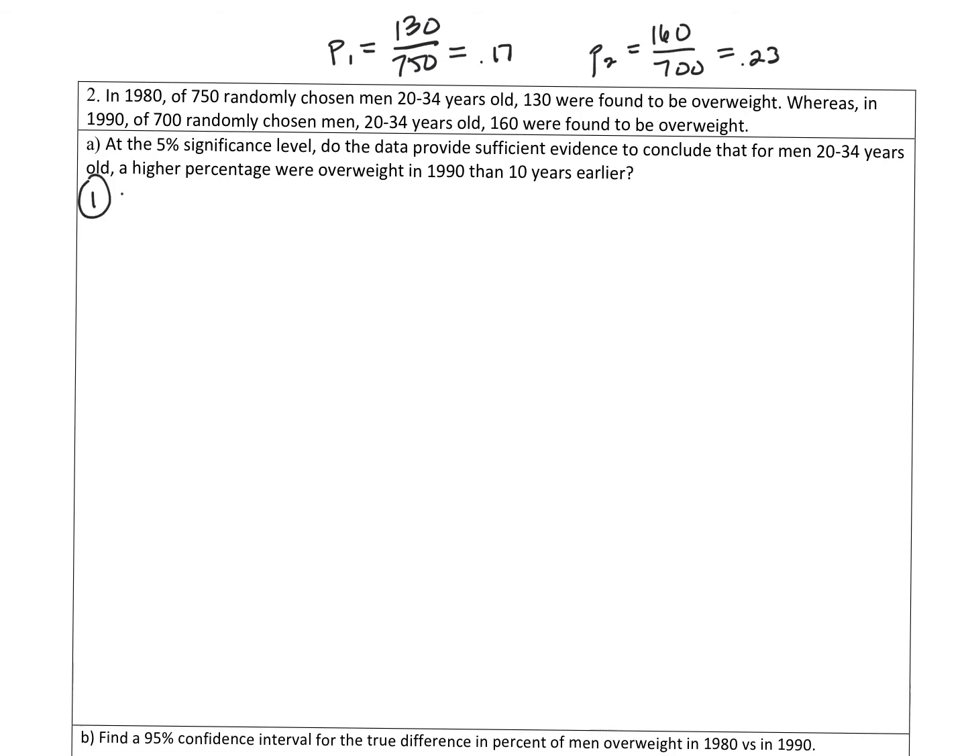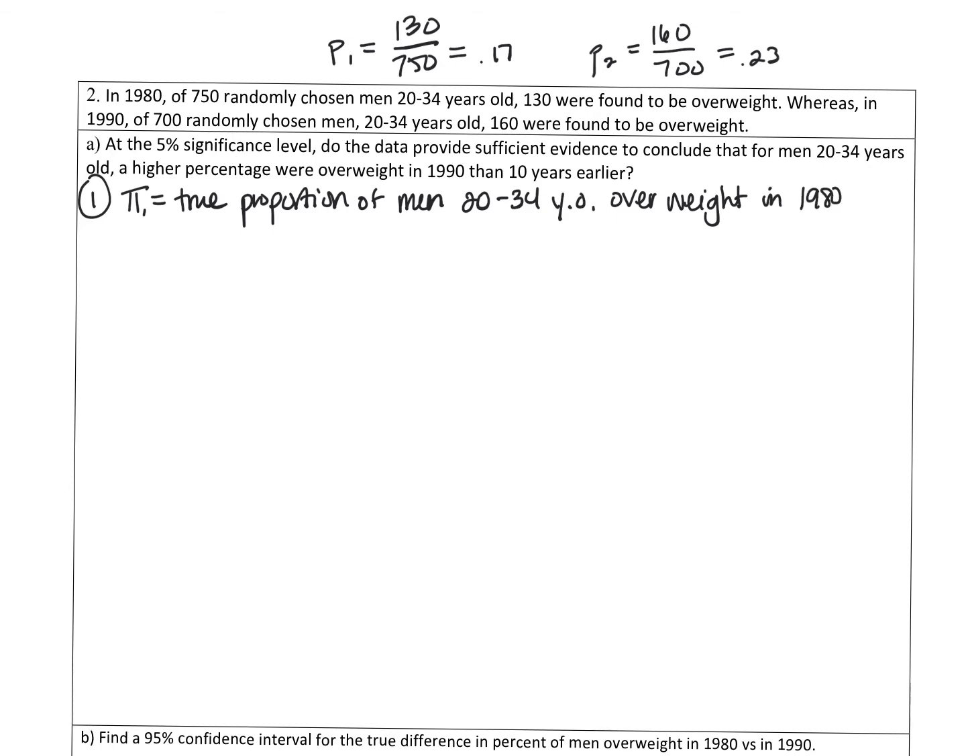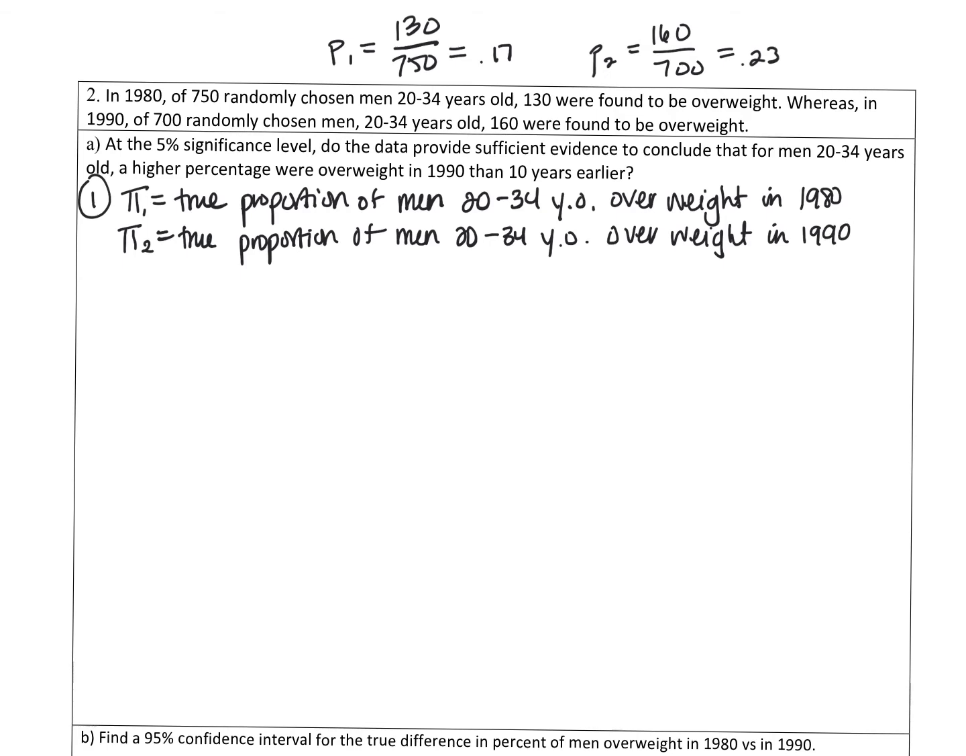Step 1, pi sub 1 is equal to the true proportion of men 20 to 34 years old overweight in 1980. And pi sub 2 is the true proportion of men 20 to 34 years old overweight in 1990.